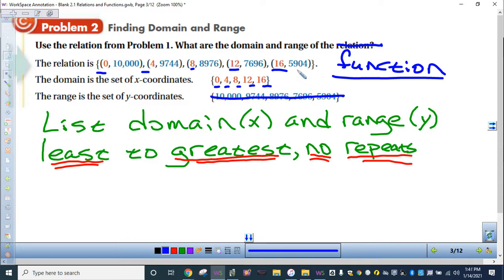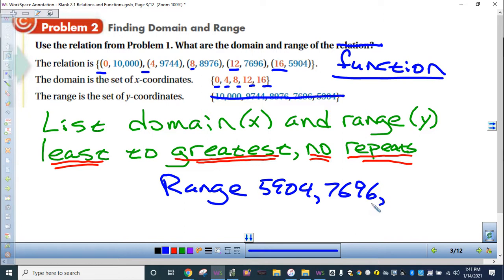So 59, so actually let's just list the range, why not? So range would be 59, 04, 76, 96, 89, 76, and 97, 44, and then 10,000.